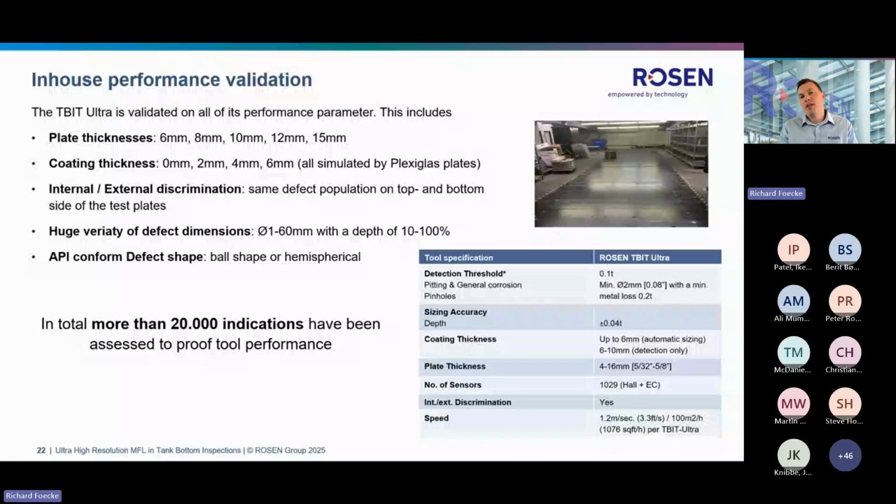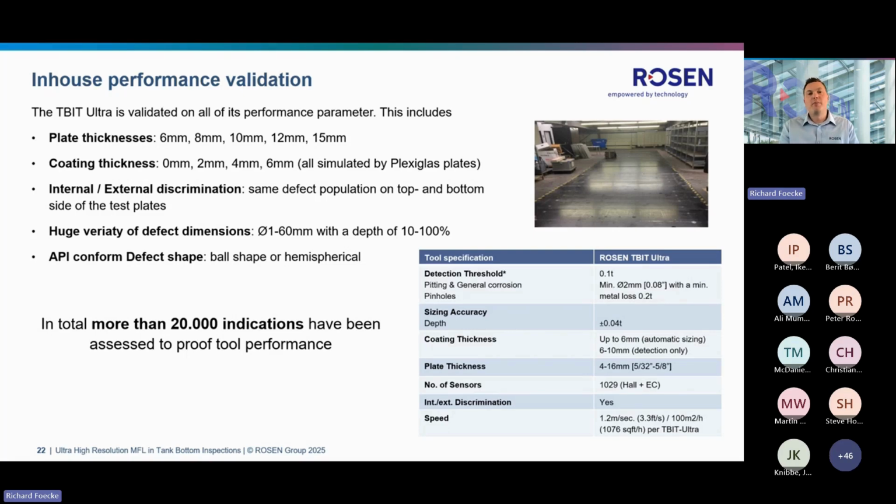Actually, we put in defects on the top side and the bottom side of the plates to check the performance for these different types of feature classes, and defects with a huge variety of dimensions have been put in. We start from 1 millimeter in diameter up to 60 millimeter and a depth of 10 to 100%. And actually we put in all API conform defect shapes. In the past, performance was often validated on just flat bottom holes, but we thought let's get to a more realistic feature shape and let's use ball shape or hemispherical defects.